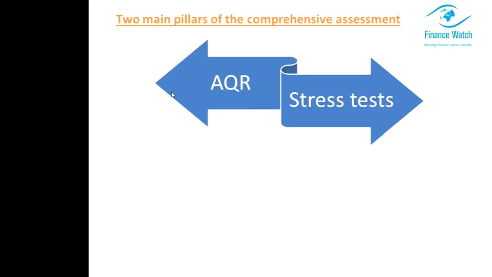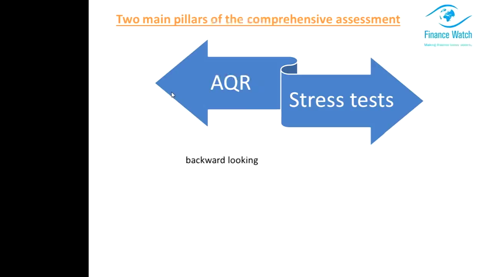If we look at the main building blocks of the comprehensive assessment, it is the asset quality review and stress tests. There is a third pillar, risk assessment, which was the starting point of the whole exercise, and everybody forgets about it because it is not that catchy. The ECB simply looked at all the potential elements of risk in the configuration of the balance sheets of banks.